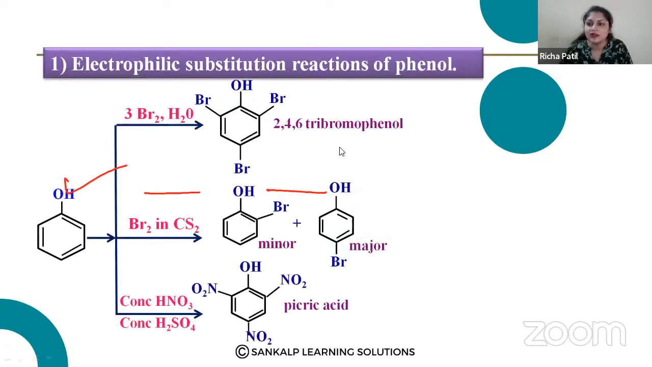Further electrophilic substitution reactions of phenols, and the further part, we'll see in the next class.